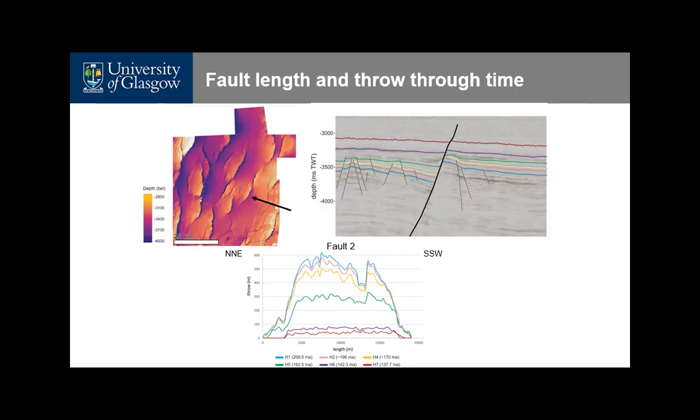And this is the displacement profile at every horizon. So in order to see how much throw there was at each time, you just take, so this in blue is the start of the syn-rift, and then this in red is the end of the syn-rift. So to see how much throw there was at this time, I just take the purple minus the red, and then subtract that all the way through, which we call throw backstripping. So you can figure out at what time how much throw there was.